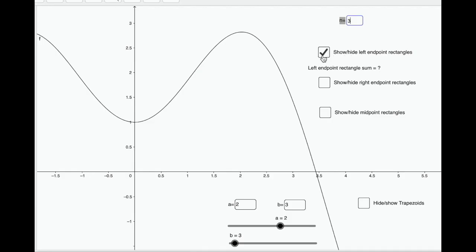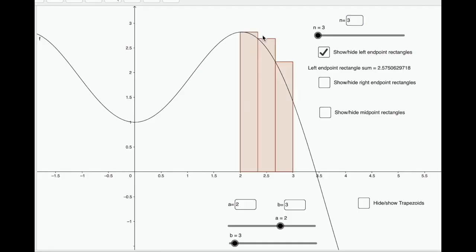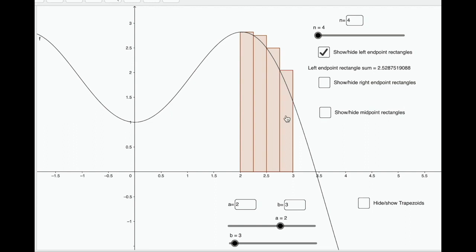Now I have the box checked for left endpoint rectangles. I'm going to hit enter, and notice I have 3 rectangles here, split up into even subintervals. And when I look at this, it is definitely going to be an overestimation using the rectangles because I have area above the curve that the rectangles go over. Let's see what happens when I pick 4 rectangles. So the width of those rectangles got smaller. Now look at the area above the curve. It got a little bit smaller.